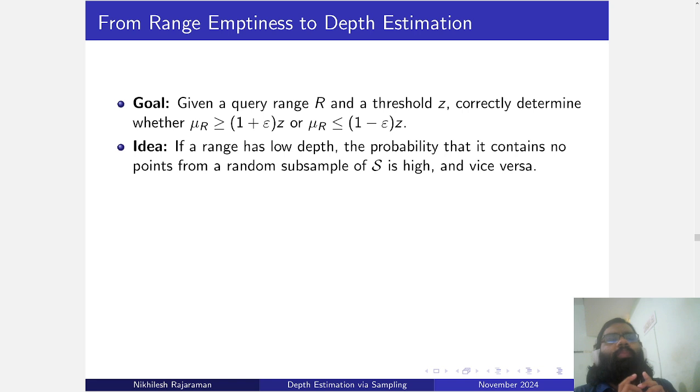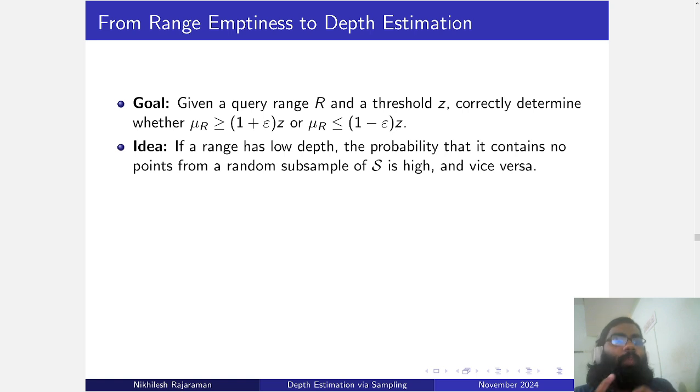And here is the key observation that we can make. The probability that the range is empty depends on its depth. So let's look at a couple of cases. Suppose the range has a very small depth to begin with. That is, it intersects with very few objects. Then the probability that the range is empty in the random sample is going to be quite high, since we only started with a small number of objects inside the range. It can be quite likely that none of these objects get picked up in the random sample, and so the range could end up being empty.